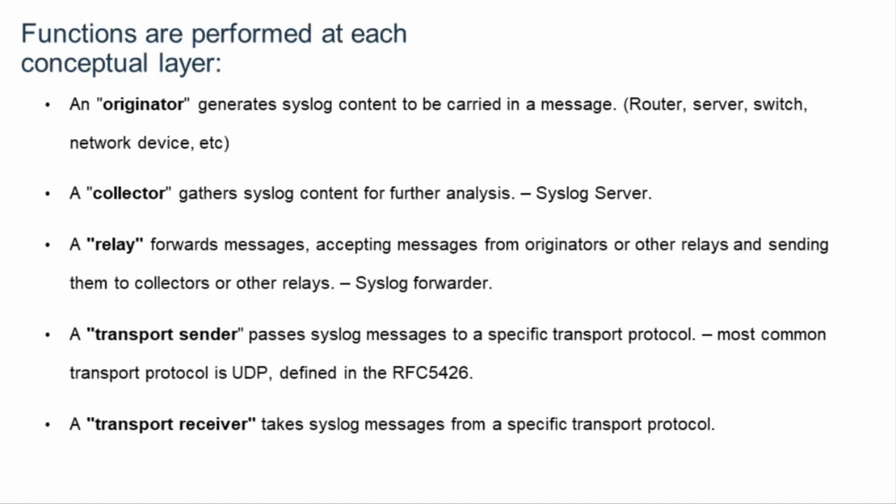There is the transport sender, which is usually the same as the originator, which prepares the message for transport using UDP, or if needed for high reliability, using TCP. And finally, there is the transport receiver, which is usually the same as the relay or the collector. The transport receiver takes the message from the specific transport protocol and delivers it unwrapped to the syslog server.